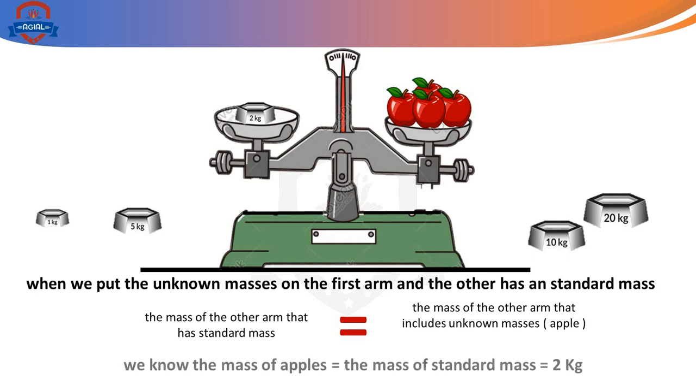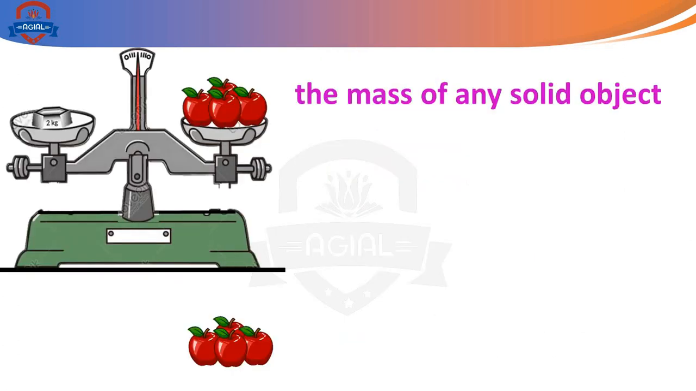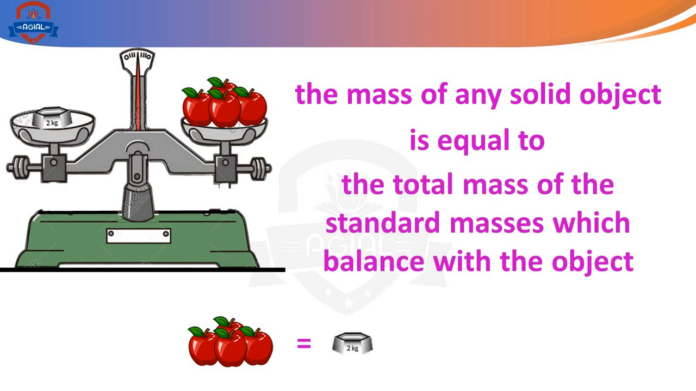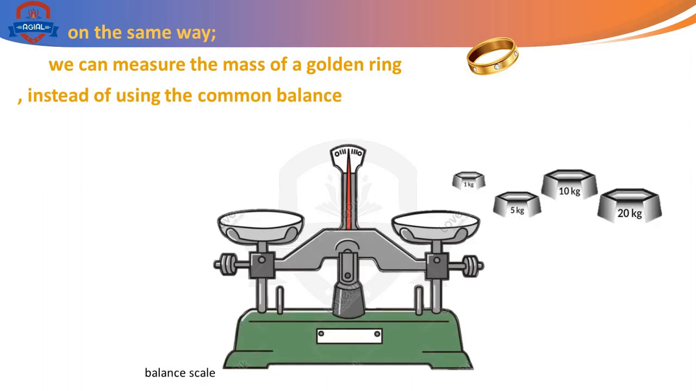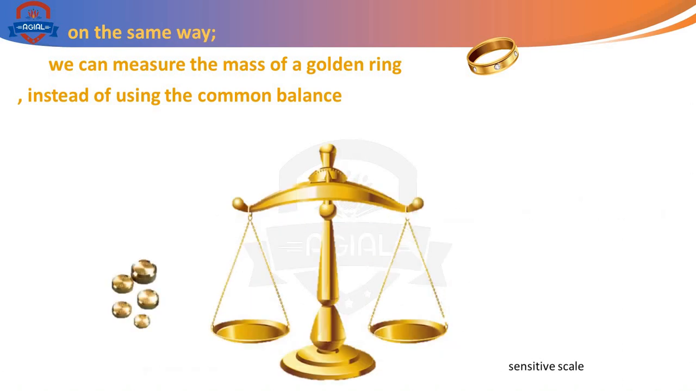So, based on that, we can know the mass of the apple, which is equal to the mass of the standard mass, which is equal to 2 kilogram in this case. So, the mass of any solid object is equal to the total mass of the standard masses which balance with the object. In the same way, we can measure the mass of a golden ring, but instead of using the common balance and its standard masses, we will use the sensitive balance or sensitive scale and its standard masses, as the ring is a small object.